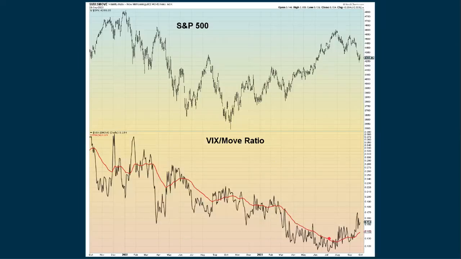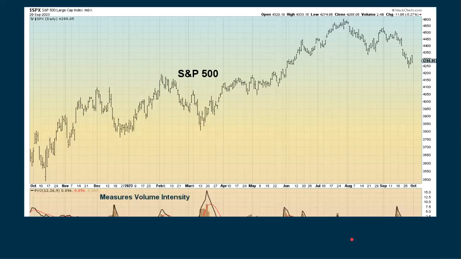Then we look at the VIX index to the move index and take a ratio of that. And this is just showing that the VIX is having a tendency to go up more than the move index. Both bonds and stocks have been under pressure lately. And so that's why we're seeing the moving average continuing to go up.